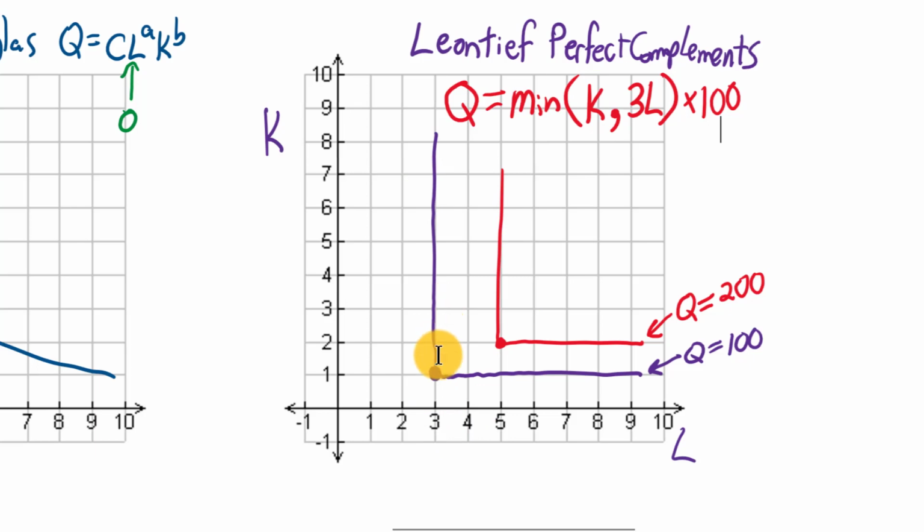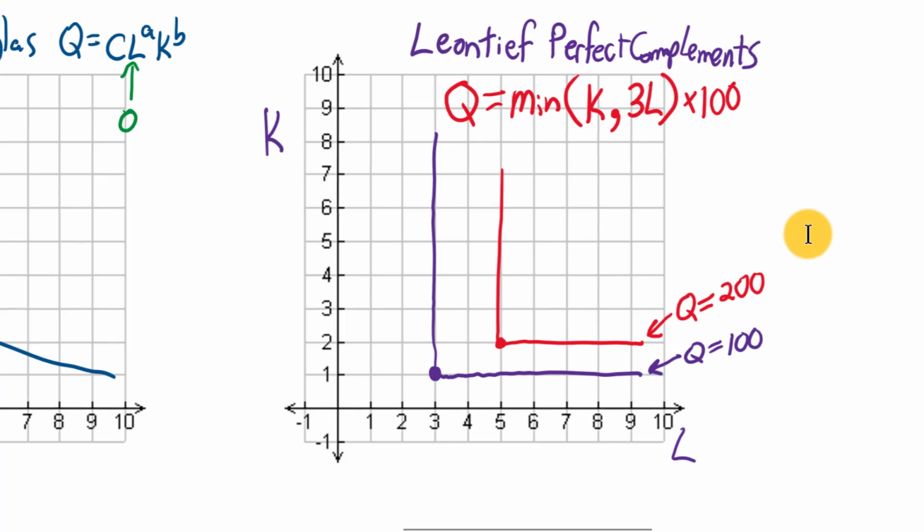So for this purple one, right at this point, we have 1 train engine and 3 workers. 1 and 3. No, looks like I've got it wrong here, because we have 3 workers and 1 train car. So the minimum there would be 1. That would kind of work, but what if I added 2 train cars? Now the minimum would be 2, and that seems to suggest that we would get more output, but that's not what we said here. Let's try this a different way.